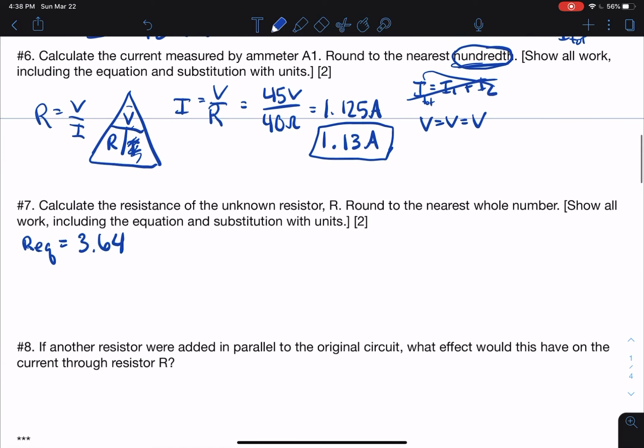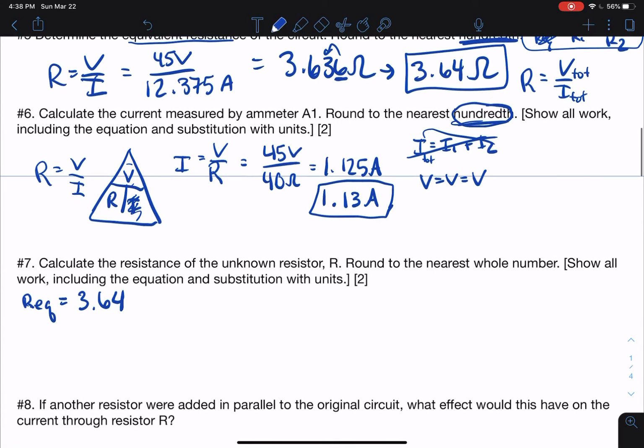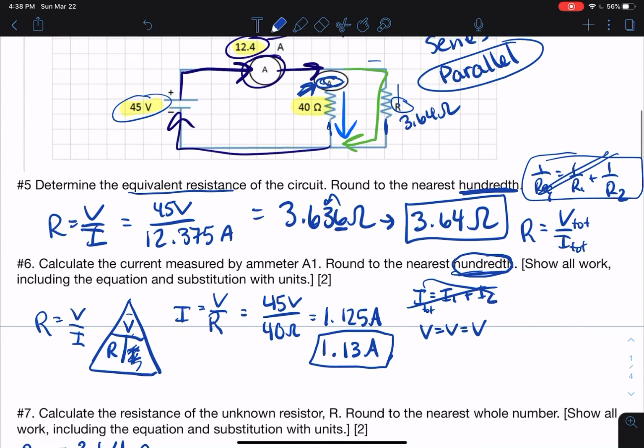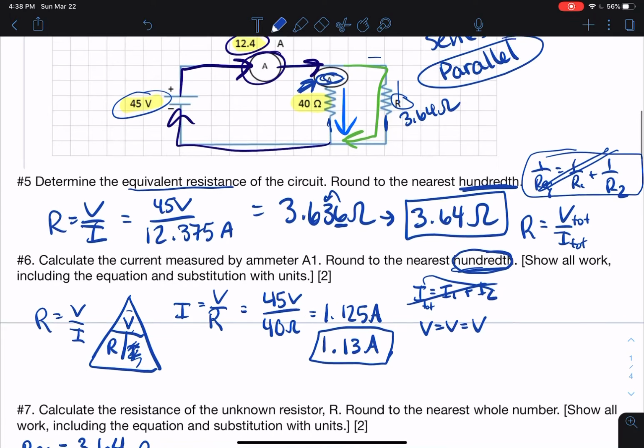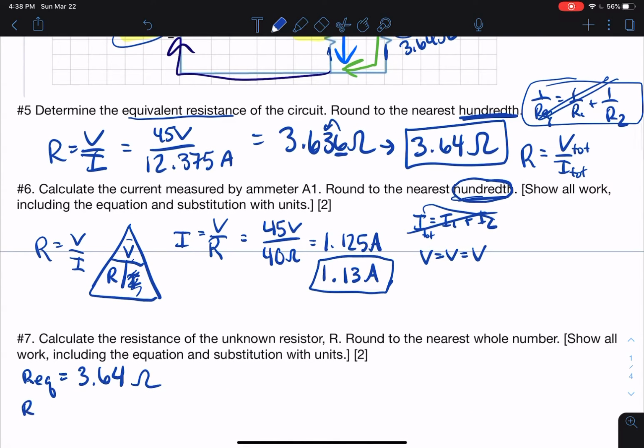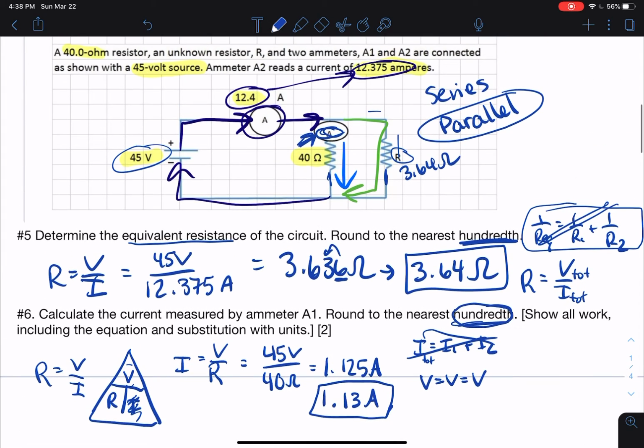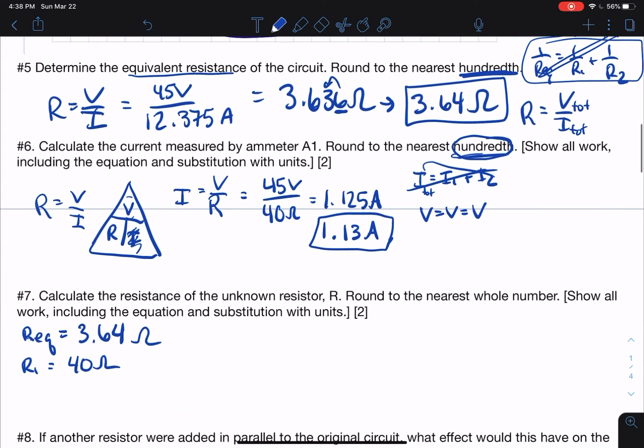Okay, so calculate the resistance of the unknown resistor R, round to the nearest whole number, show all work, including the equation and substitution with units. So we know that REQ is 3.64 ohms, and we got that from question number 5. We know that R1 is 40 ohms, and we got that from the diagram up here in the words. And we want to know what R2 is.